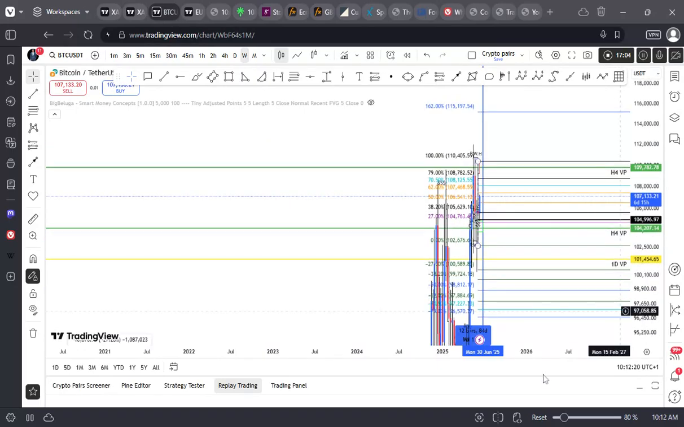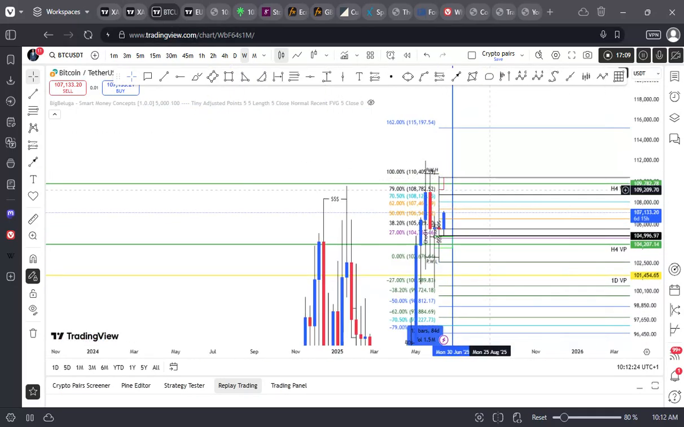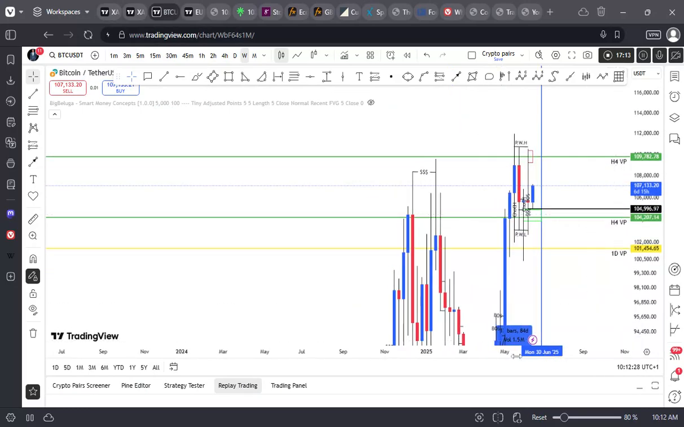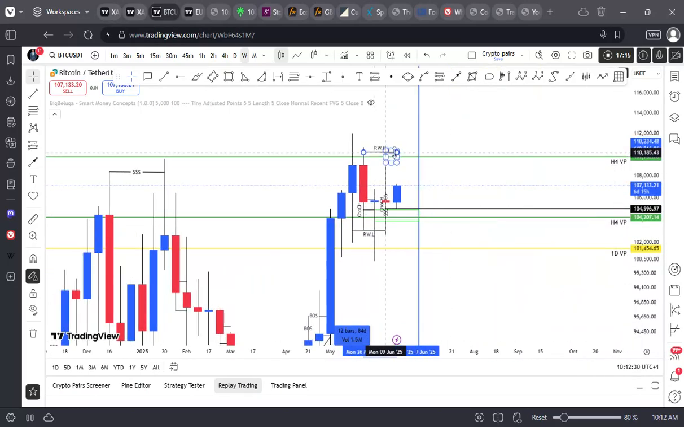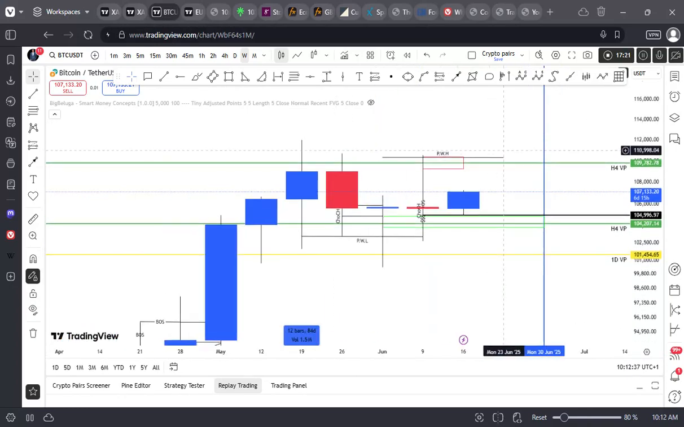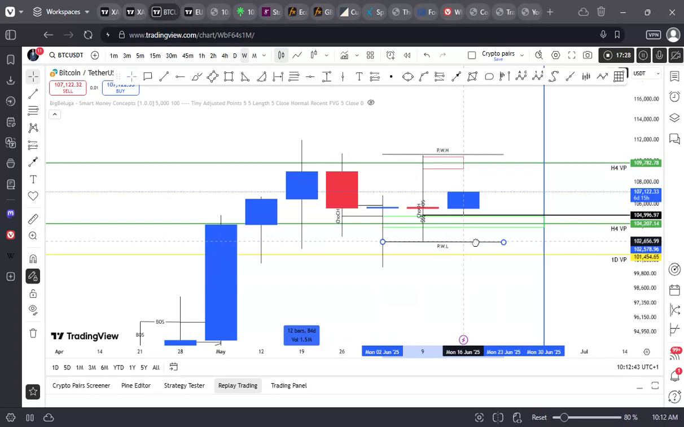So let us update this BTC USDT pair. Okay, so for BTC USDT, let's update the previous week high. This is the previous week high, and this is the previous week low.